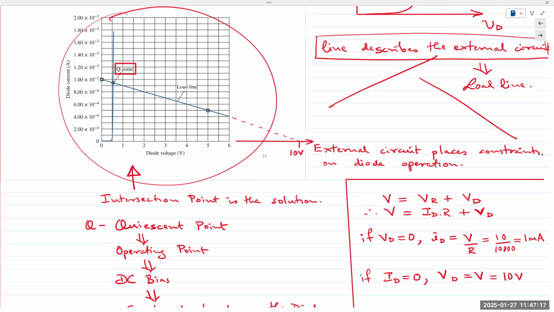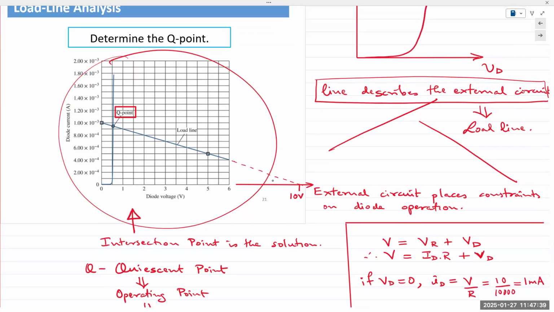If VD is equal to 0, then it's actually a short circuit. But in this case, we are not referring to open circuit or short circuit. You're simply solving the mathematical equation. So if we plot those points, 10 volts and 1 milliamp, which is right here, we have that line. The intersection point of the line and the diode characteristic that is given to us gives us the solution for the diode voltage and diode current.